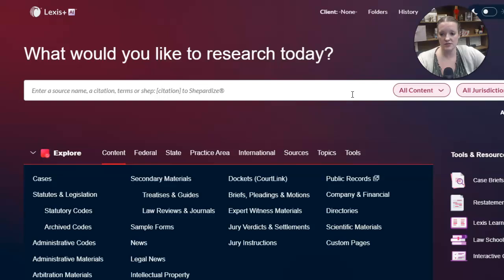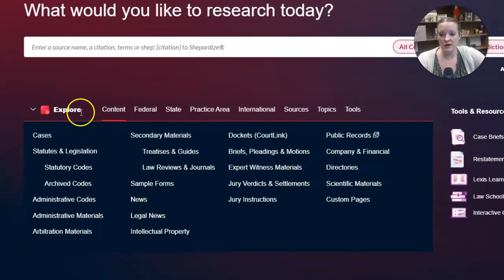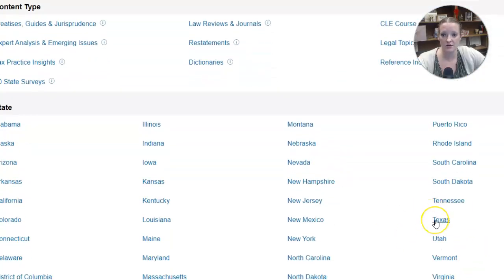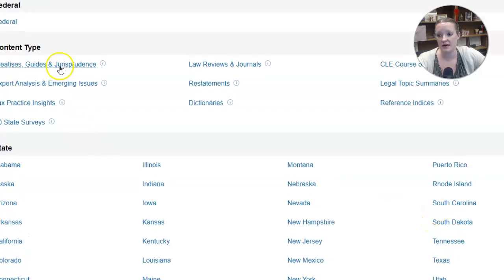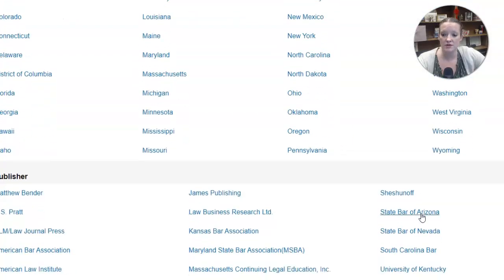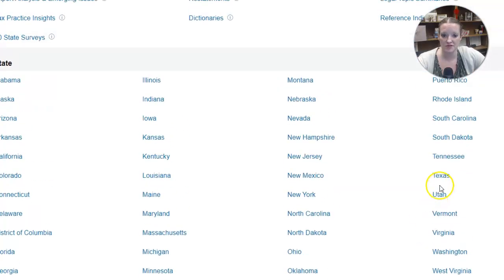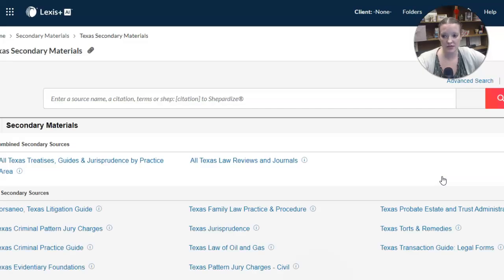Our question asks us to locate a secondary source that will help us to find the grounds for divorce in Texas. So we could narrow into content and go to secondary materials and then narrow into jurisdiction, Texas. We'll do that in just a moment. You could narrow by the type of secondary source you're looking for. You could also narrow by a specific publisher, but since we're not yet familiar with those, we'll move into Texas. Starting from that main page, you also could have done Texas first and then secondary sources.